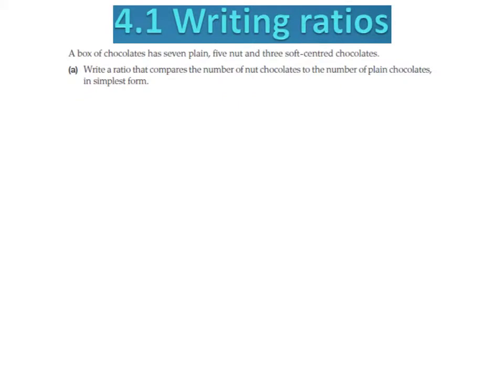Okay, this is our first example. For this question, a box of chocolates has 7 plain, 5 nut and 3 soft setting chocolates. That goes for the next few questions throughout.